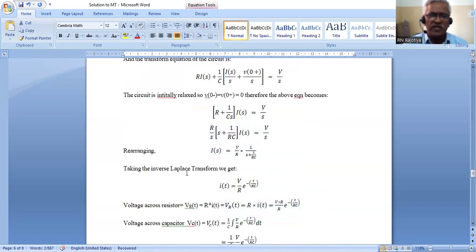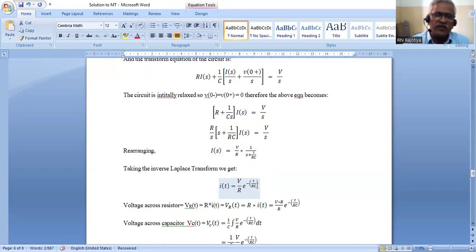Now taking the inverse Laplace of this, I(s) will become i(t). V by R is a constant, and we know the inverse Laplace of 1 over s plus a is equal to e power of minus a t. So therefore, the answer is i(t) is equal to V by R e power of minus t by RC.